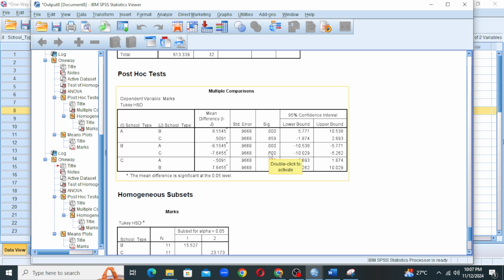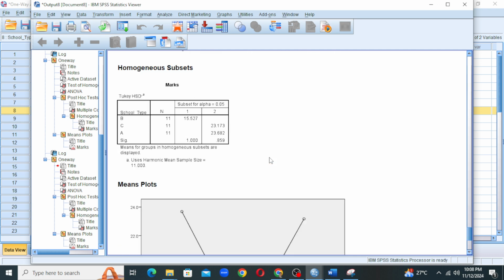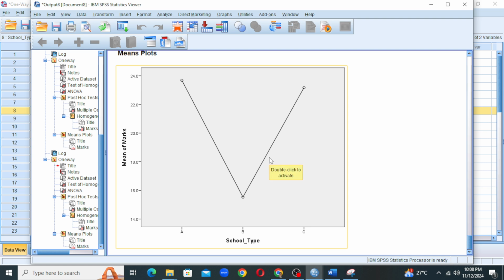So in a nutshell, we can see most of the time A and C are similar schools when we consider English marks, and B is a bit different. So when you go down, you can see the means plot. That is what we have requested. There, of course, we can see this difference. A and C marks are somewhat equal, and B schools' English marks, the mean average marks, are lower. So that also indicates the difference between B and A and B and C.